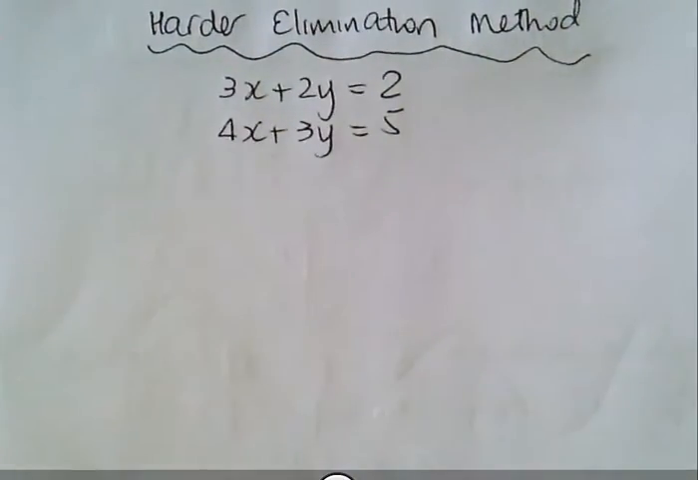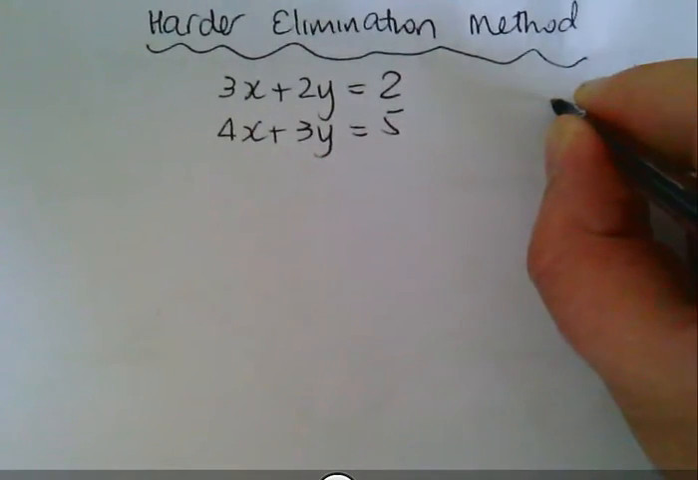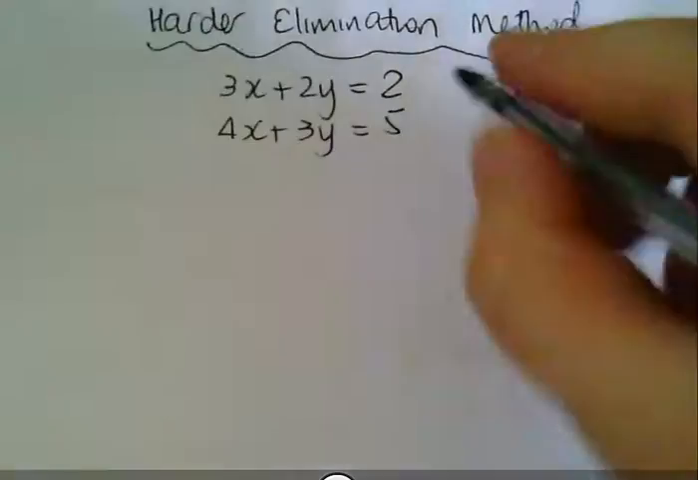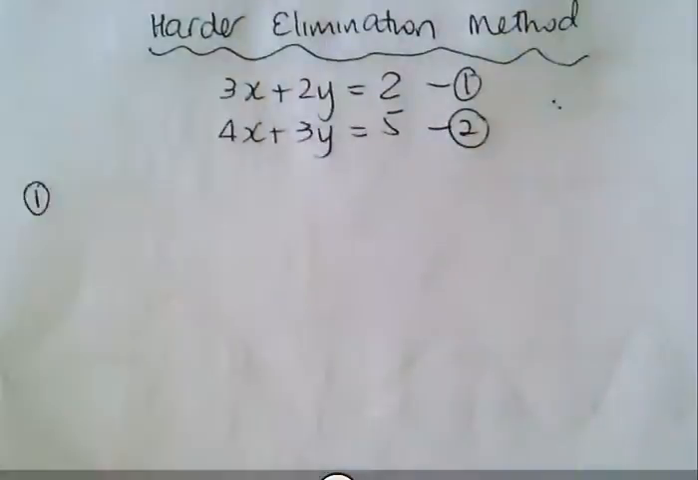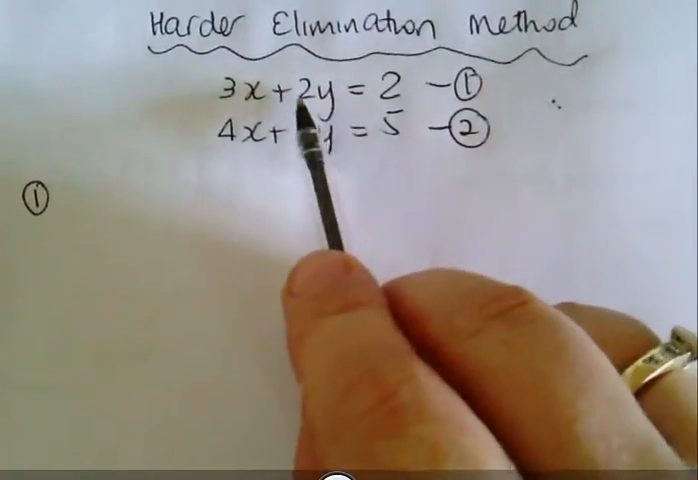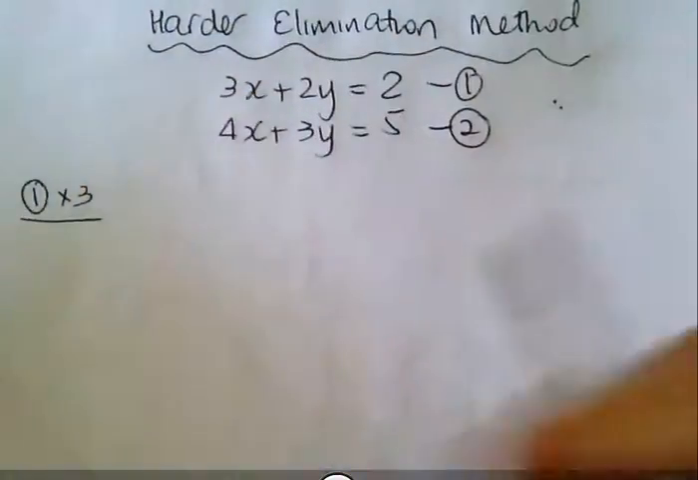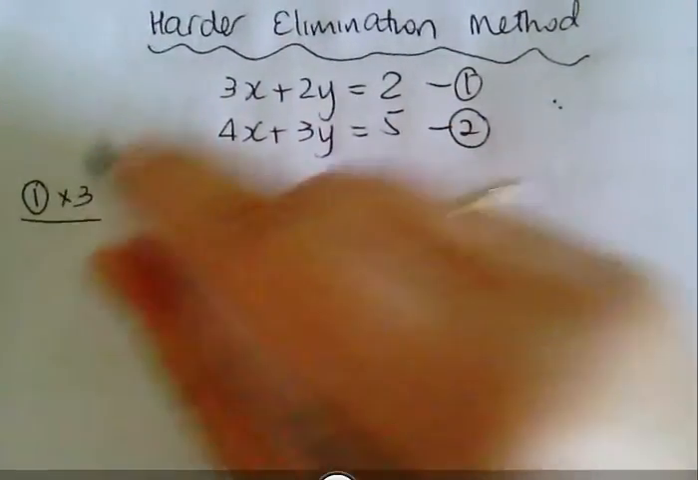If you look at 2y and 3y, what's a common number between 2 and 3? You can make both those numbers into a 6. So this is my aim, I'm going to make a common term of 6y. Now, I've got equation 1 and I've got equation 2. If I want to get 6y, I can multiply equation 1 by 3. So I'm going to multiply all of equation 1 by 3. Let's watch. So equation 1 times 3.